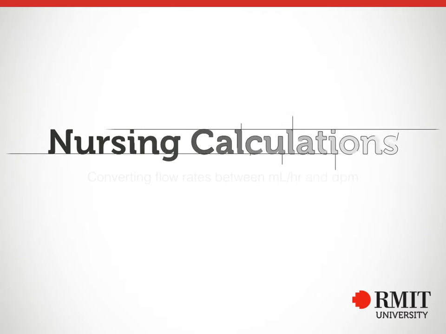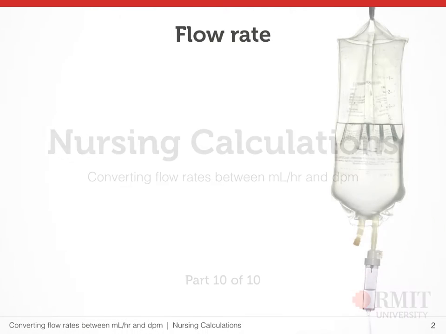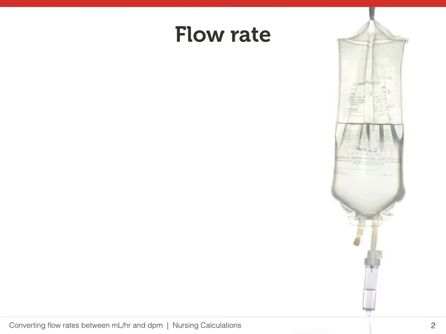Nursing calculations, converting flow rates between mils per hour and drops per minute. Flow rate keeps a measure of how much liquid is flowing by for each unit of time. We need to know an amount of liquid, be it in mils or drops, and the time unit it takes to flow, be it hours or minutes.